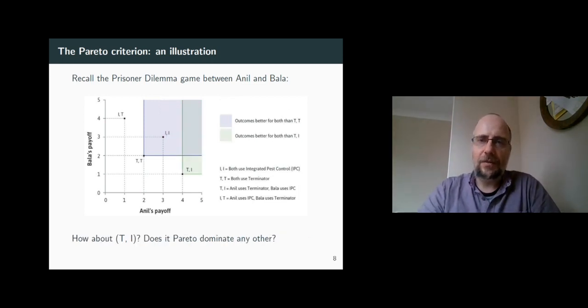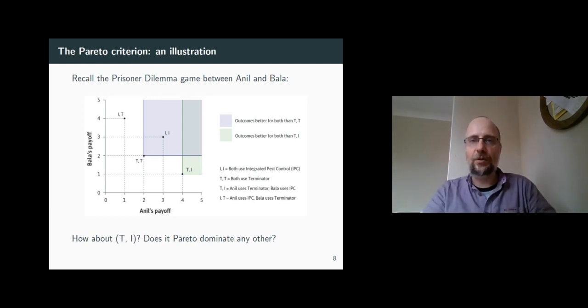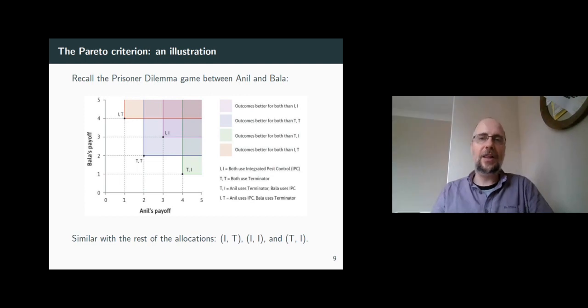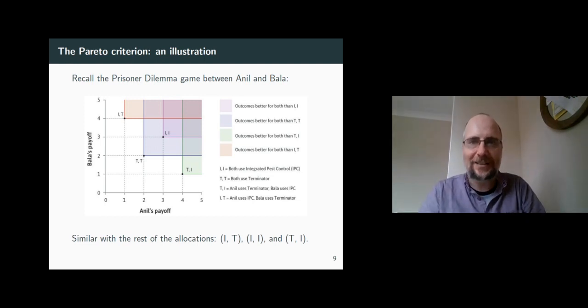But notice what happens if we switch to another allocation, say T and I. With TI, Anil's payoff becomes 4, whereas Bala's payoff becomes only 1. So Bala is clearly made worse off when Anil is made better off relative to both of the other allocations. We can do exactly the same analysis for the other allocations we see. II clearly dominates TT, but we can't really say if it Pareto dominates IT and TI.